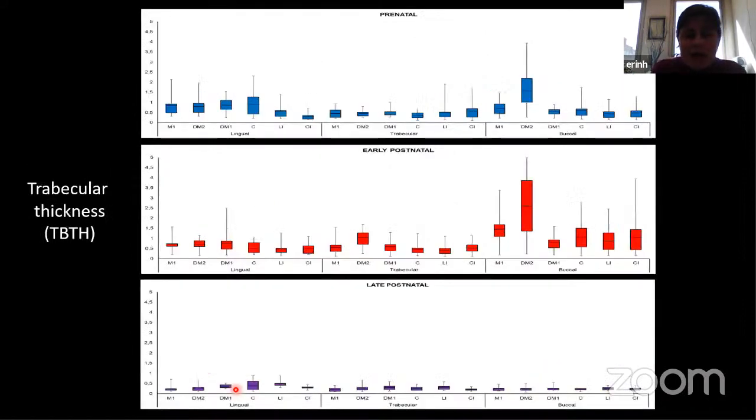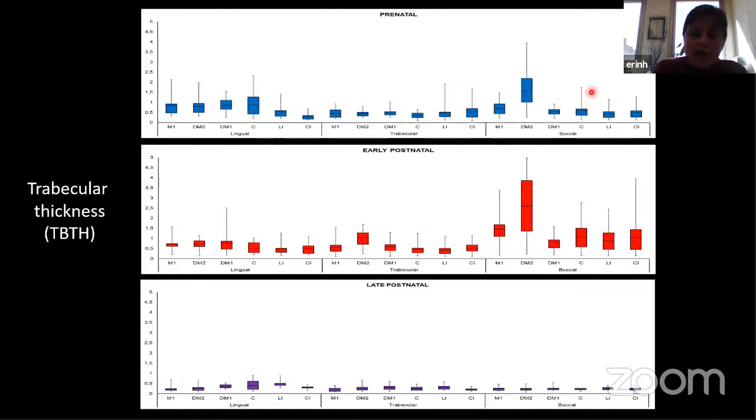If we have a look at trabecular thickness, we see again that there wasn't too much variance observed, particularly in terms of the thickness of the trabeculae across the anterior and the posterior dental crypts, particularly when looking at the late prenatal and the early postnatal groups. And this did persist across the lingual, the trabecular, and the buccal areas of the basal part.